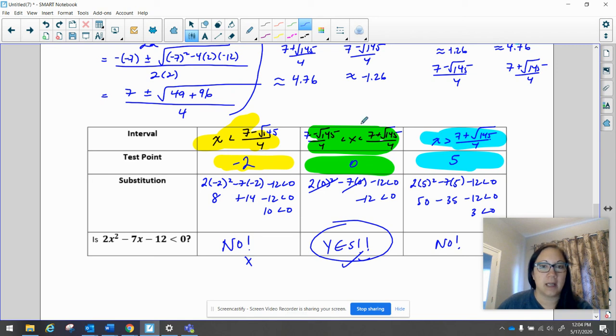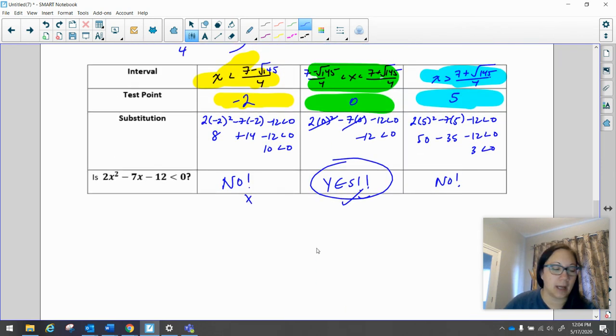So this is basically my answer right here that I've highlighted in green. I'm just going to rewrite it. Need a little bit more space to do that. So my solution is x values as long as x is between these two roots, which are kind of long to write.